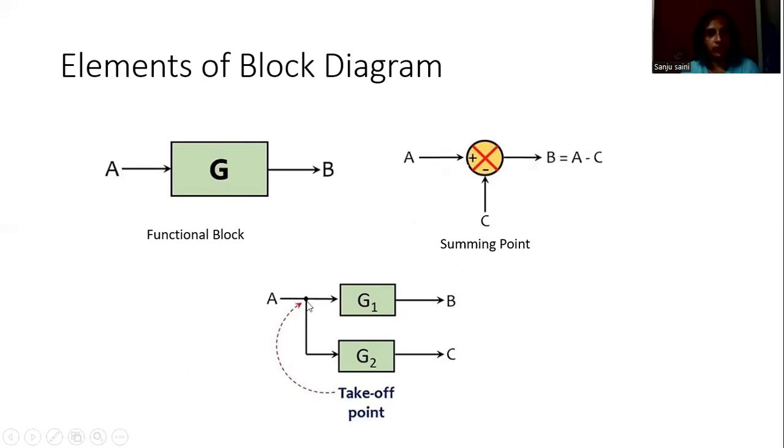Then there is one more element, that is the takeoff point. So we can see A is the input that is being given to the block G1 so as to produce the output B. From A, we have just taken a part of the input that is given to the block G2 so as to produce the output C. So these are three main elements of the block diagram representation.